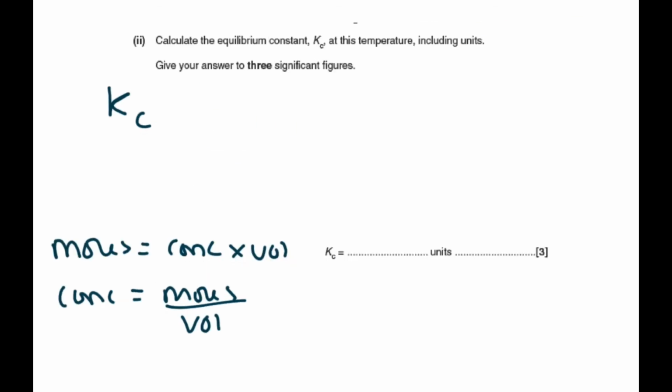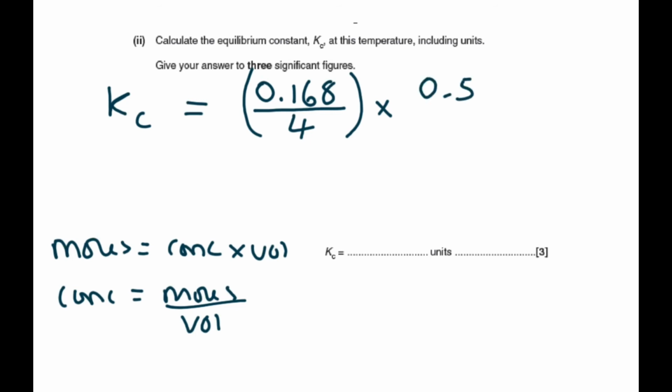So what have we got? Let's have a look. So on the top, we're going to have the ethyne, which is 0.168. That's the equilibrium moles of ethyne. We're going to divide it by 4 to turn it into concentration, and then we don't need to square it, that's fine. Okay, that's ethyne. Then hydrogen, we've got the equilibrium moles of hydrogen, which we've just worked out, divided by 4 to turn it into concentration, and then we're going to need to cube that.